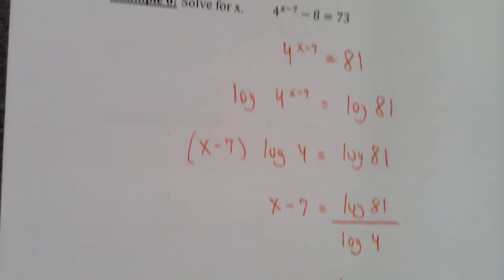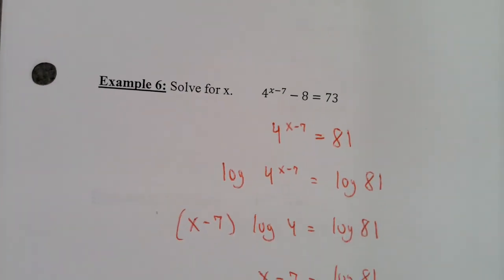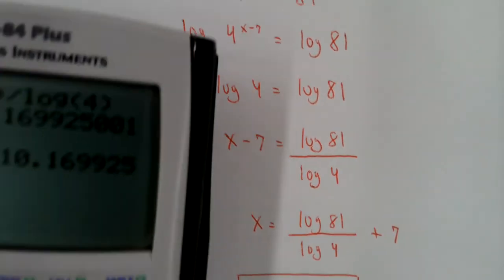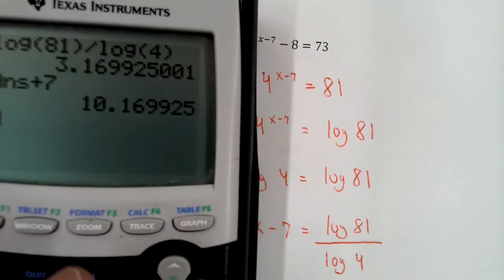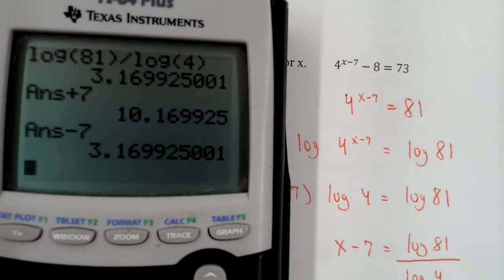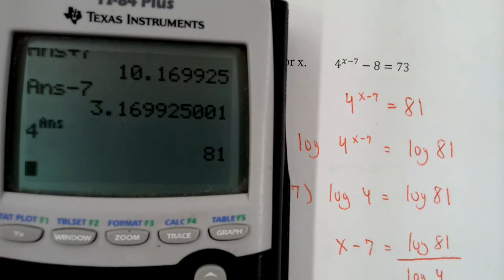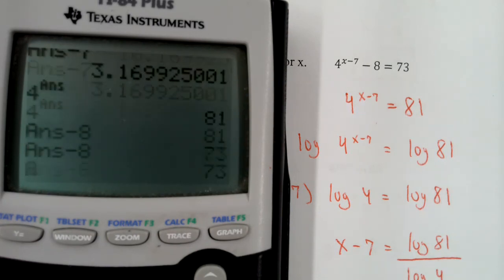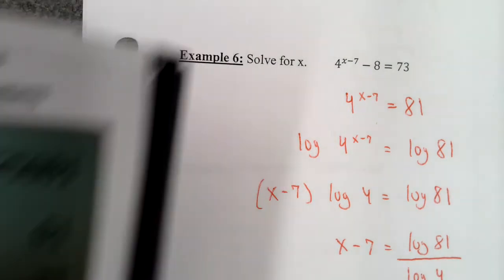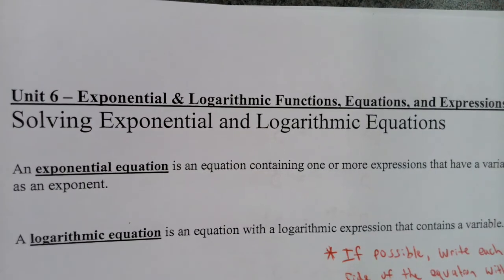If you want to double check that in the original equation, you can. I guess that wouldn't be a bad idea, okay? Let's take our answer, subtract 7. Let's do 4 raised to that power minus 8 equals 73, perfect. Okay. And that is the end of that lesson, solving exponential and logarithmic equations.